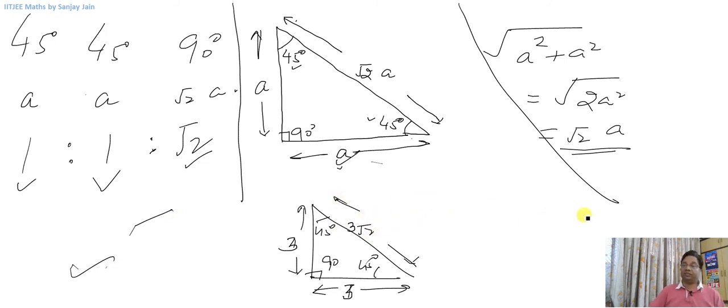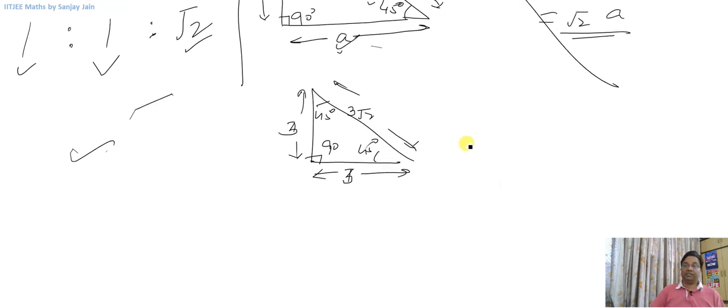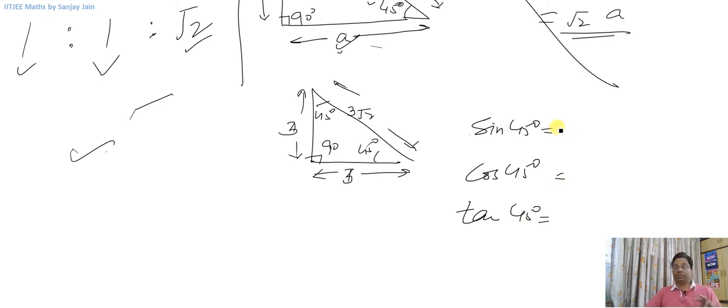Now let us calculate the values of angles like sine 45. What will be sine 45? What will be cos 45? What will be tan 45? Sine 45, so opposite by hypotenuse. So what is the side opposite 45? 3. And what is this side, what is hypotenuse? 3 root 2.